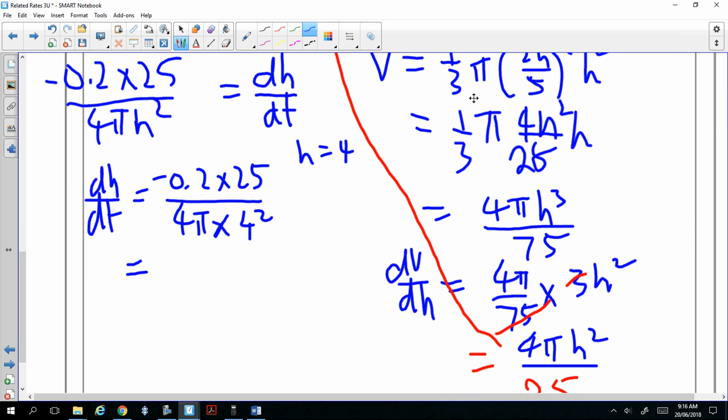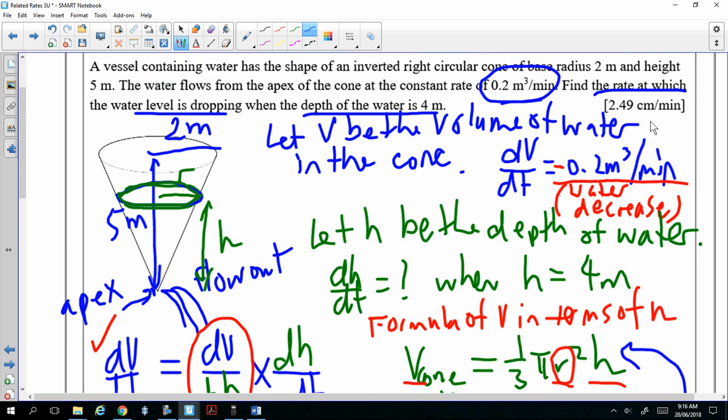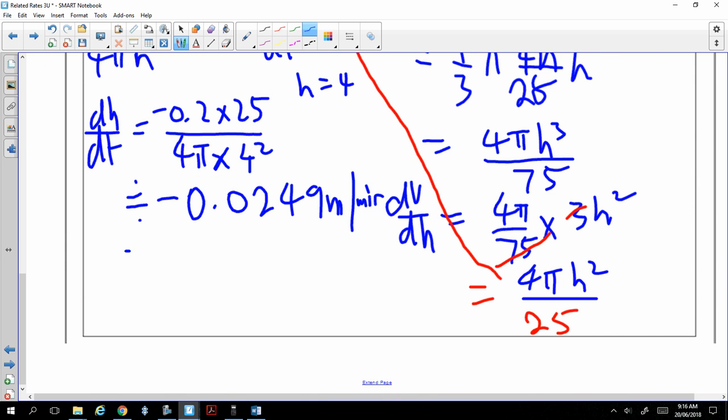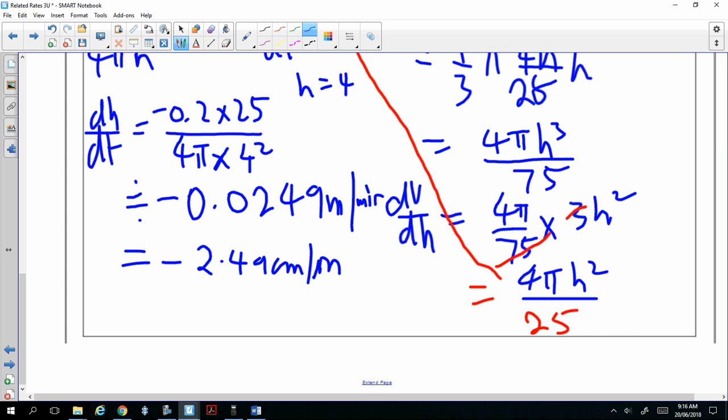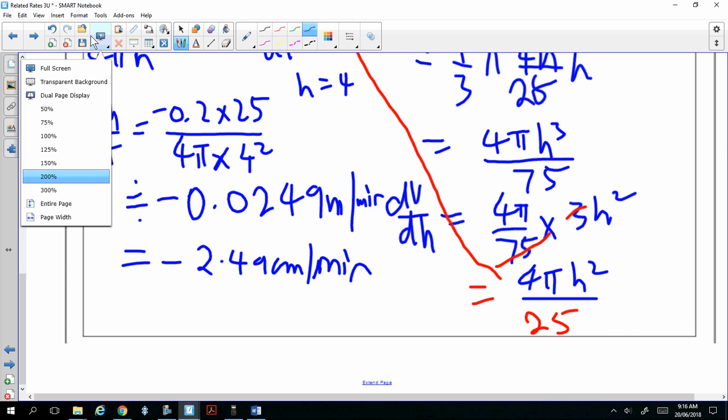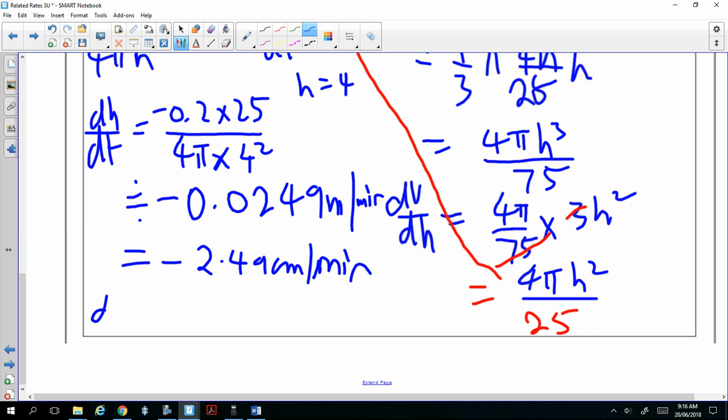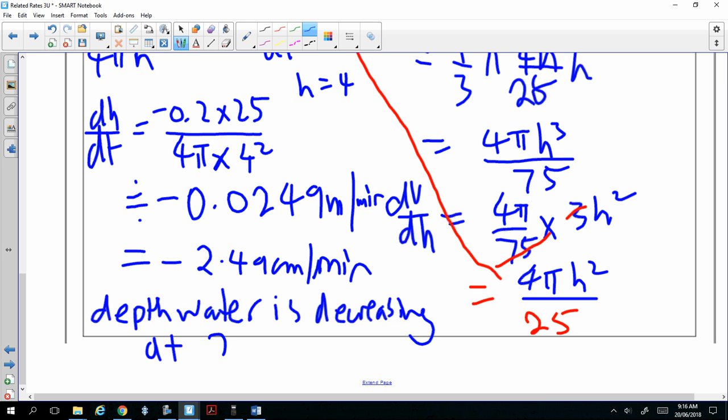Negative meters per minute, like that. And the answer in part C is in centimeters, so you can convert that to negative 2.49 centimeters per minute. What the negative tells you is that the depth of water is decreasing at 2.49 centimeters per minute. So write a conclusion. To interpret the meaning of the negative: negative means the depth of water is decreasing.